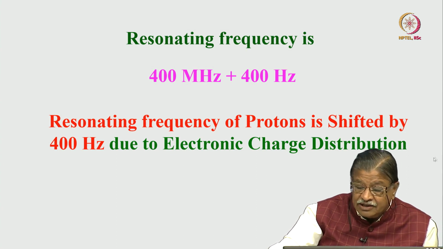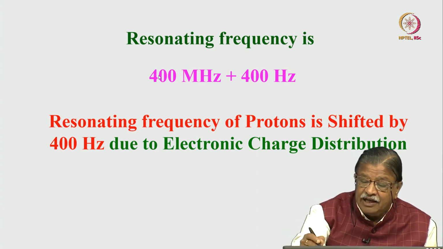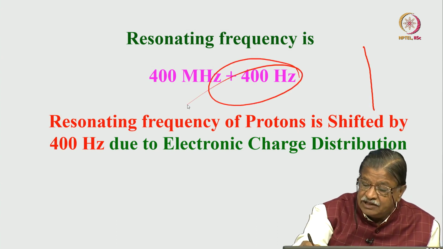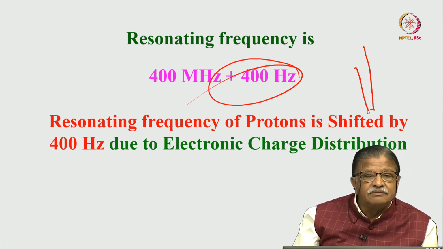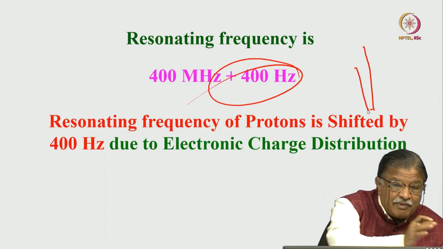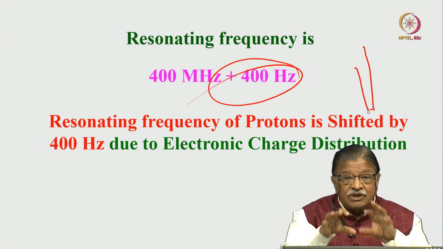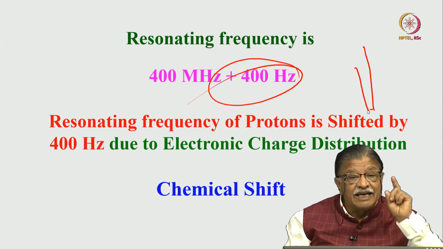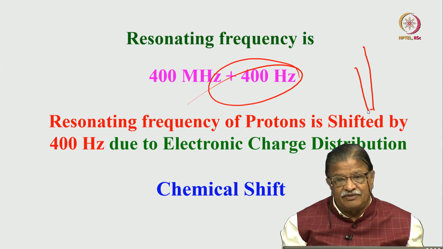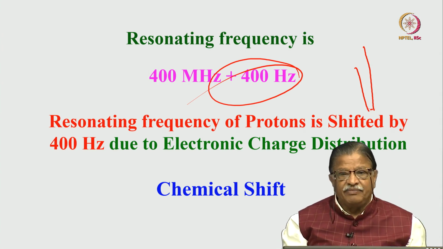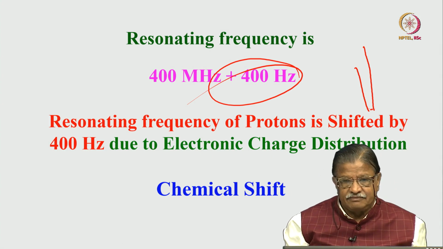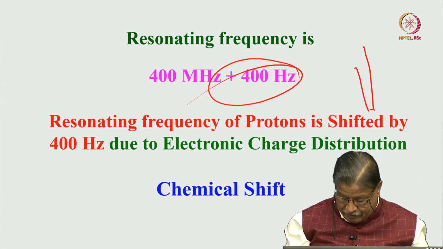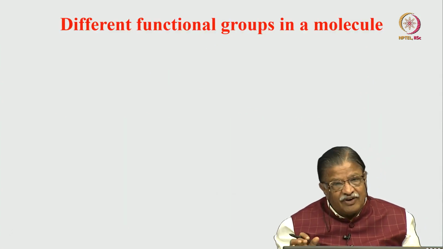due to charge distribution. It is not 400 megahertz as was here, but now there is another addition of 400 hertz. So, instead of coming here, it comes here. The resonating frequency is shifted by some amount due to charge distribution at the site of the nucleus. It is an internal interaction, and this is what is called chemical shift. The shift in the resonating frequency due to the chemical environment is called chemical shift. You understood how the resonating frequency is shifted because of the chemical shift. So, different functional groups in a molecule.